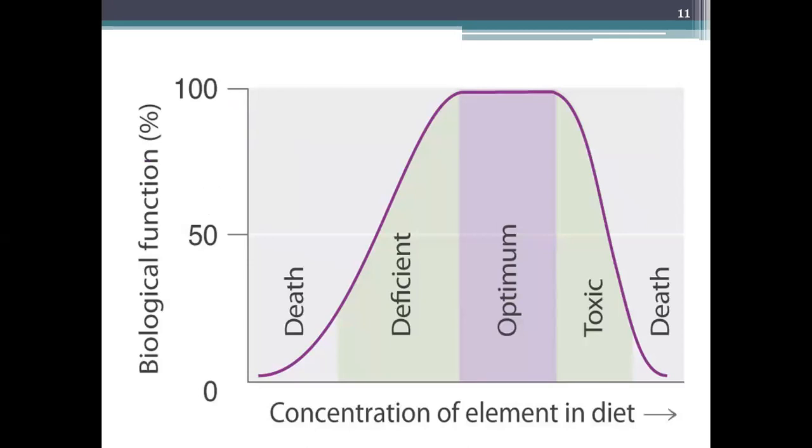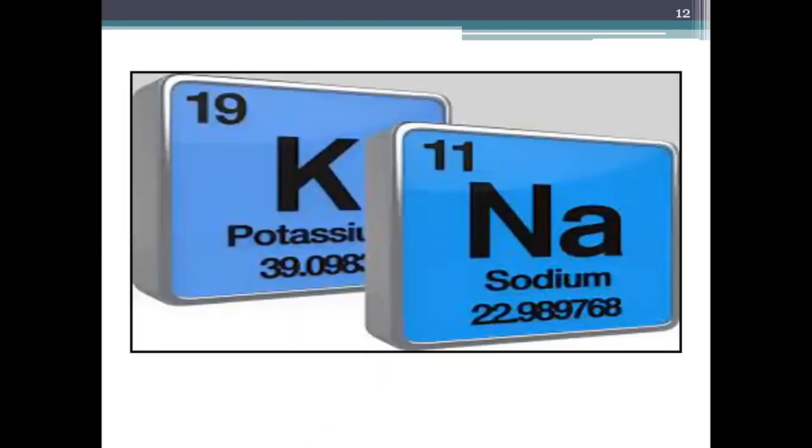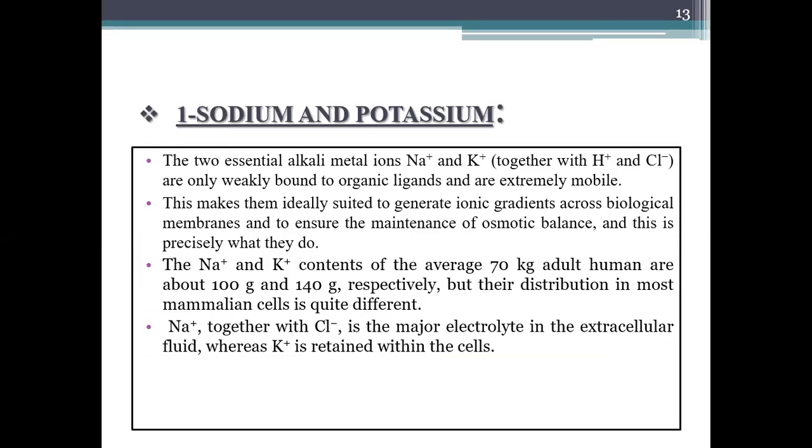The concentration of an element in a diet is presented in graphical form and divided into five parts: death, deficient, optimum, toxic, and death rate. The first essential metals are sodium and potassium. These two essential alkali metal ions, together with hydrogen and chlorine, are only weakly bound to organic ligands and are extremely mobile. This makes them ideally suited to generate ionic gradients across biological membranes and to ensure the maintenance of osmotic balance, and this is precisely what they do.